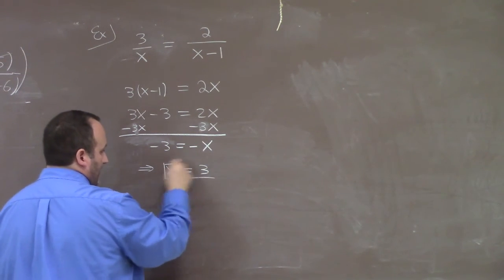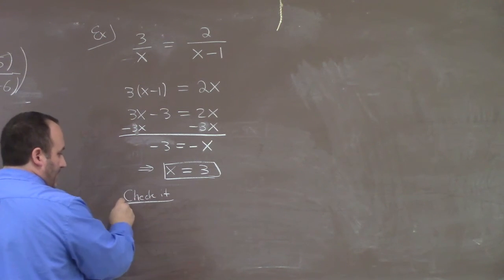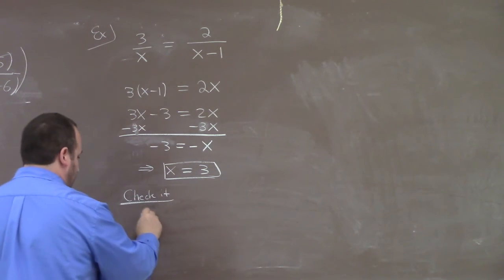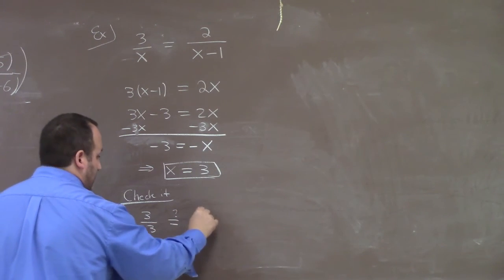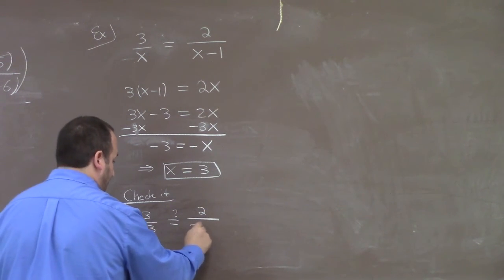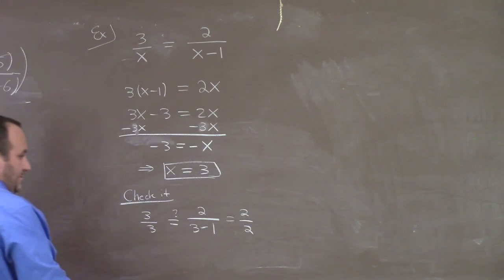Yeah. And then we should check our work. Did I do it right? I think so. Let's see here. 3 over 3, is it equal to 2 over 3 minus 1? Yes, just because they both simplify to 1.